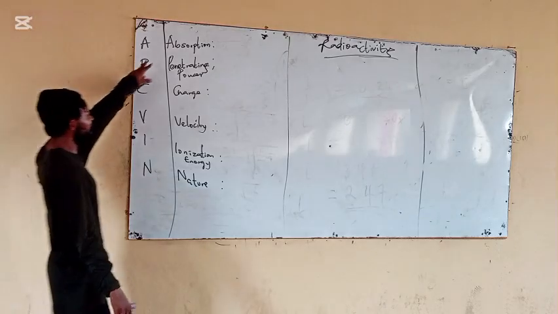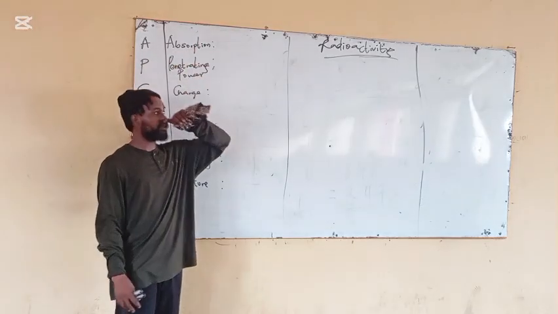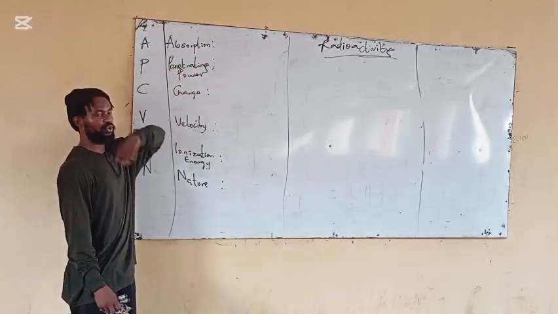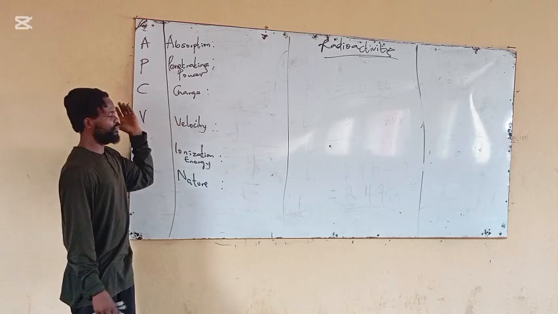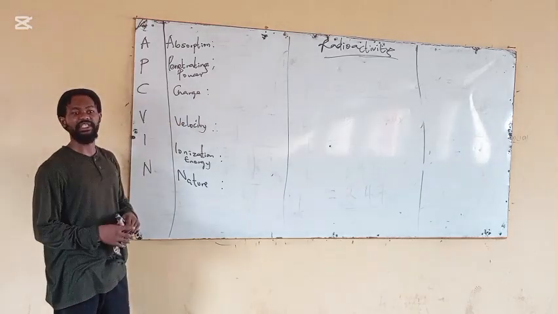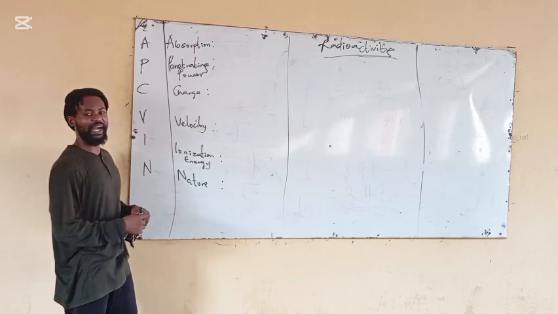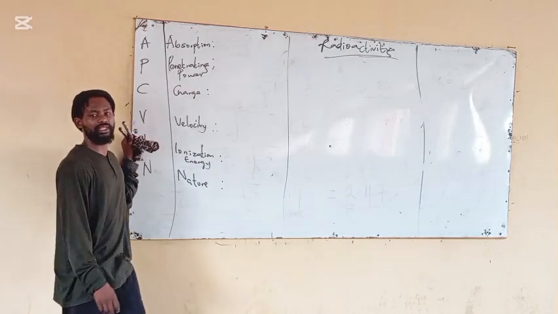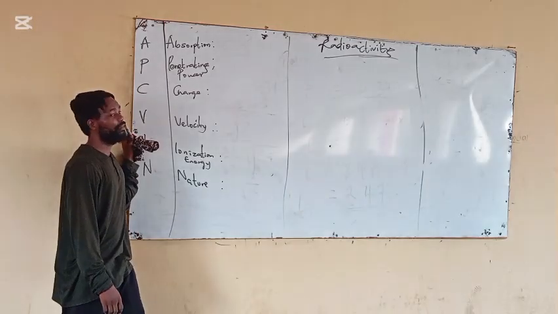So what you see right here is for us now talking about alpha particles, beta particles, and gamma particles. When I'm talking about alpha particles, we say that it can be easily absorbed by tin foil. Yes, it can easily be absorbed.